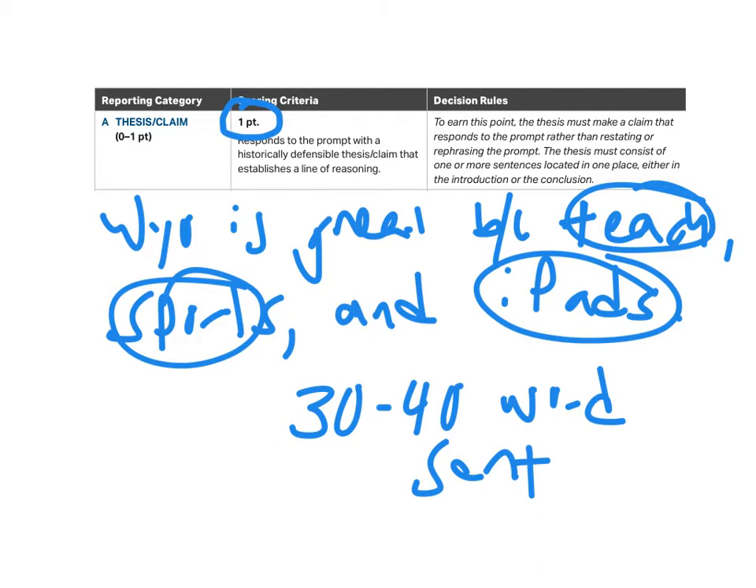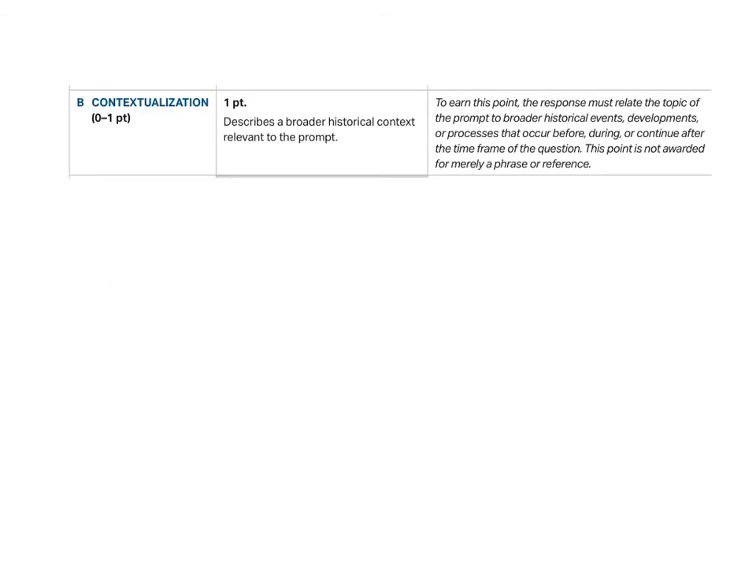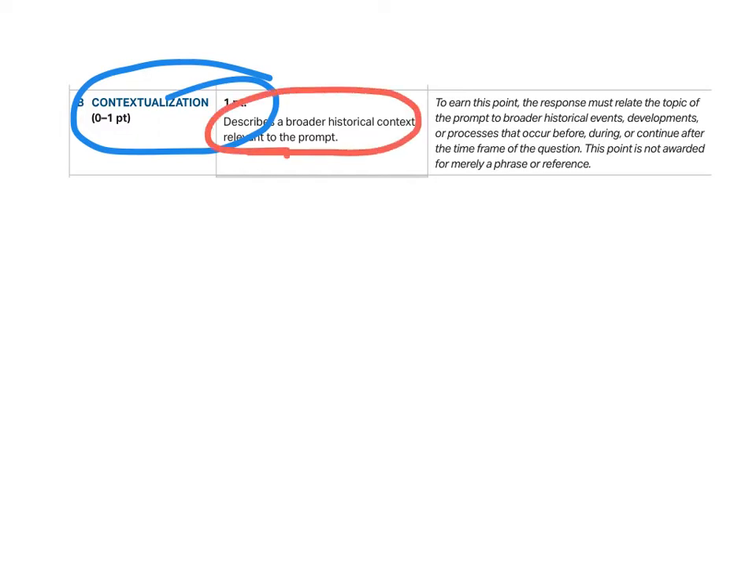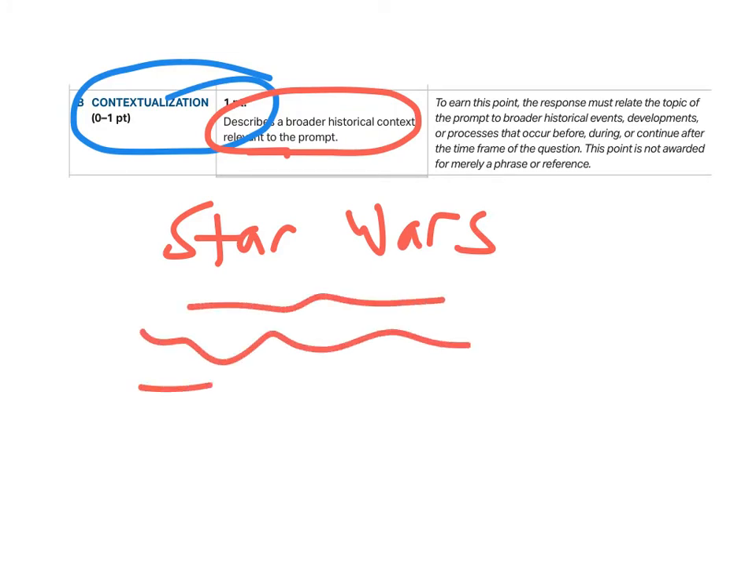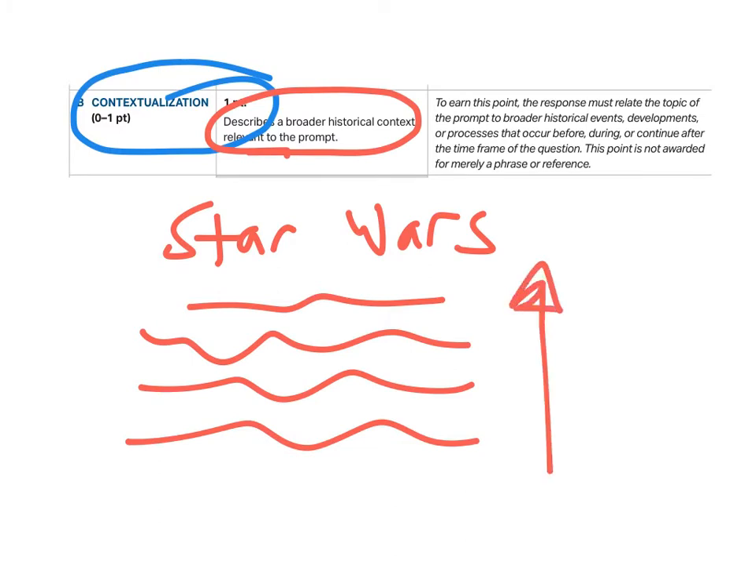So your thesis will come in the introduction somewhere. Now, also in the introduction is something called contextualization. Contextualization describes a broader historical context that introduces the topic of the prompt. The way I will bring this up in class, and I'm not going to spend a lot of time here, is anytime you've ever watched Star Wars and there is this opening credit thing that rolls through, usually a black background of space in yellow text, that, ladies and gentlemen, is contextualization.